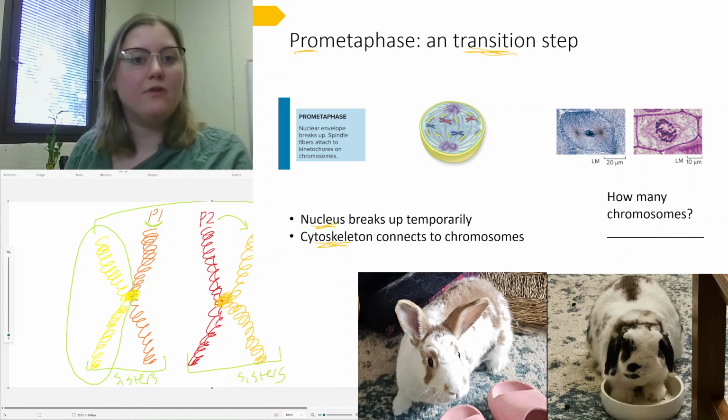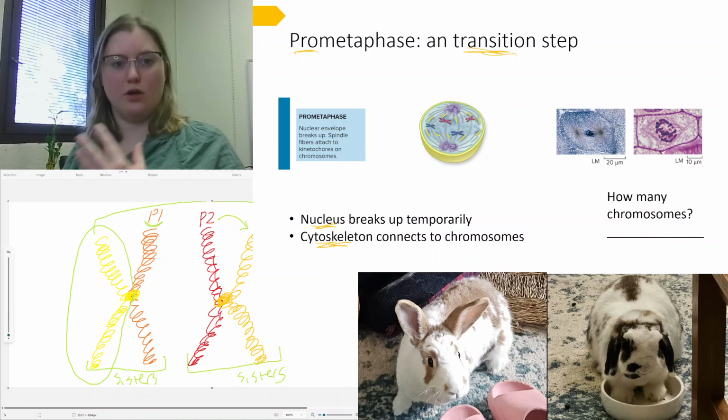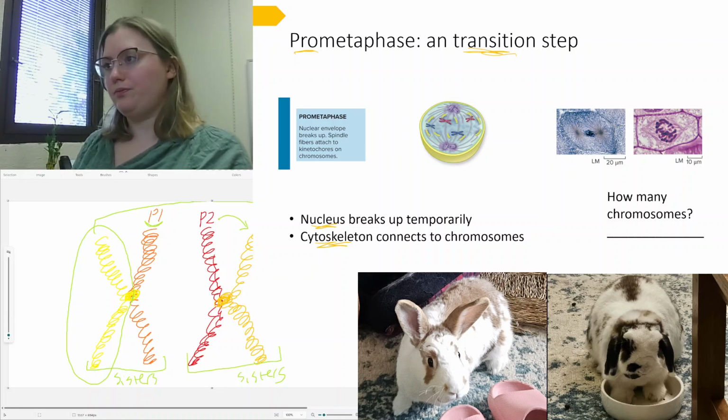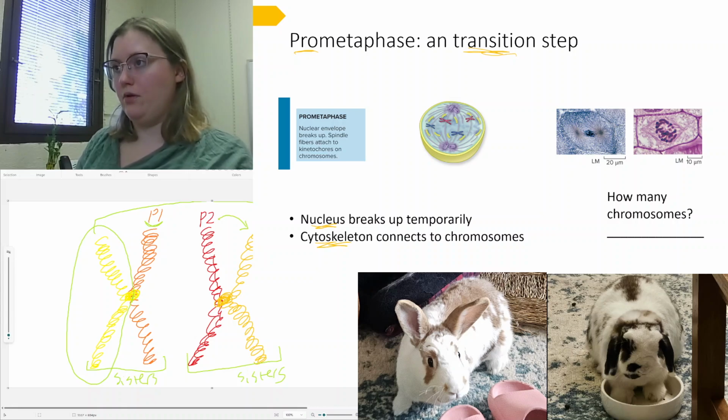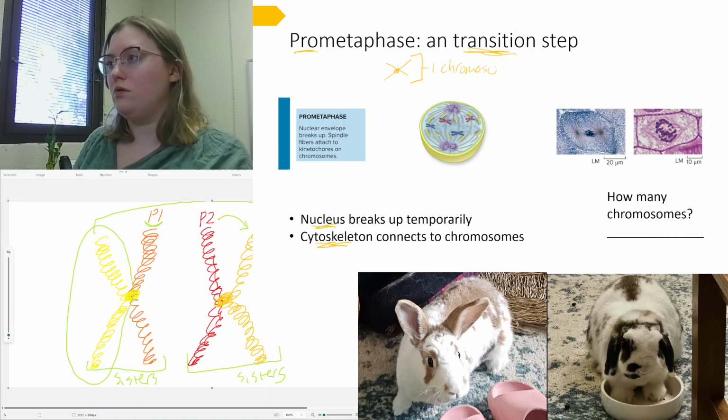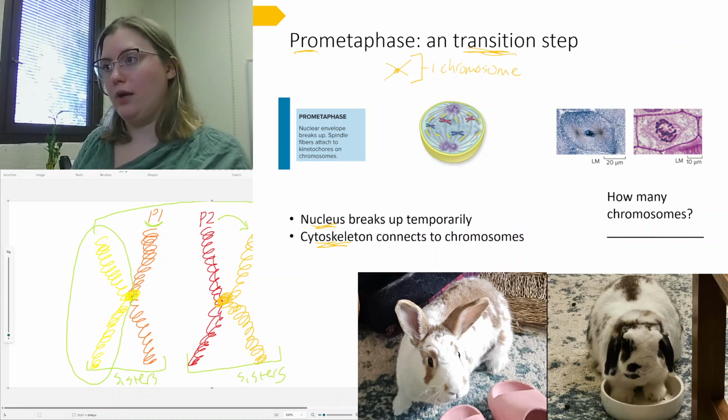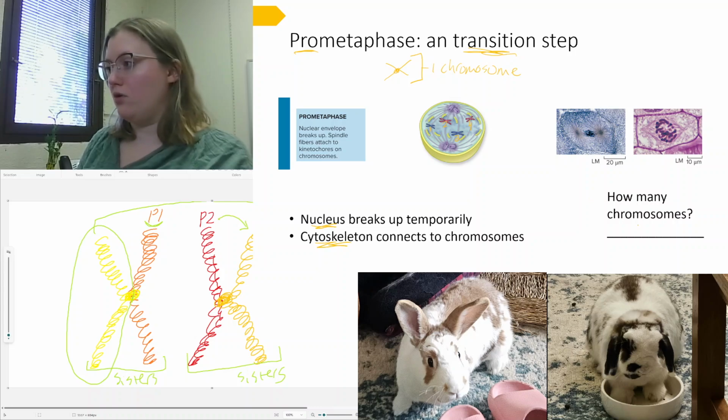So now we have these fibers and proteins that are connected to our chromosomes and are going to start moving them around. Okay. How many chromosomes do we have here? We have our X's, right? So when we have an X, that's 2 chromatids attached to the centromere, and this is 1 chromosome. So we have 1 X, 2 X's, 3 X's, and 4 X's. That's 4 chromosomes.